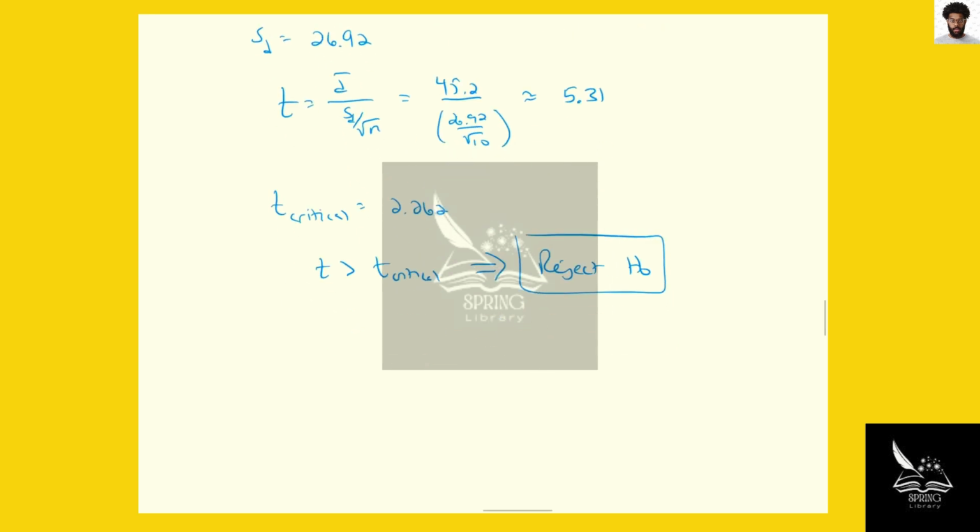And then the last step would be the conclusion, and since we rejected the null hypothesis, we would conclude that there is a significant difference in heart rates before and after the experiment. The experimental conditions had a significant effect on the animal's heart rates.